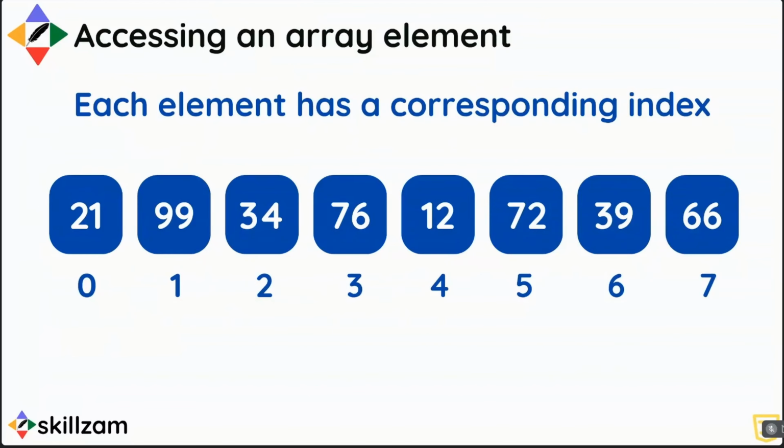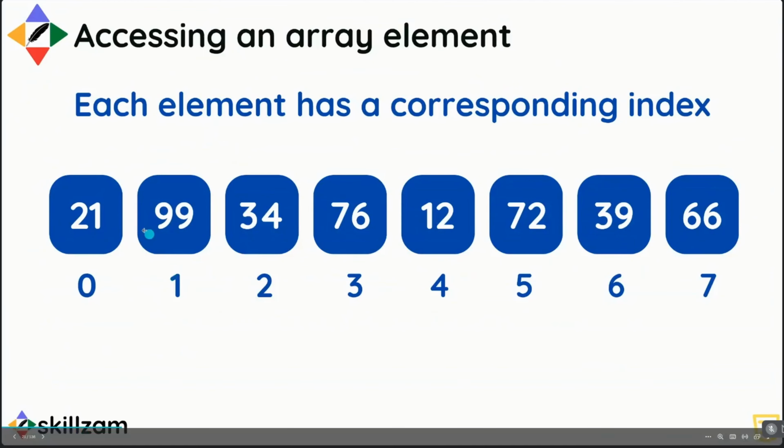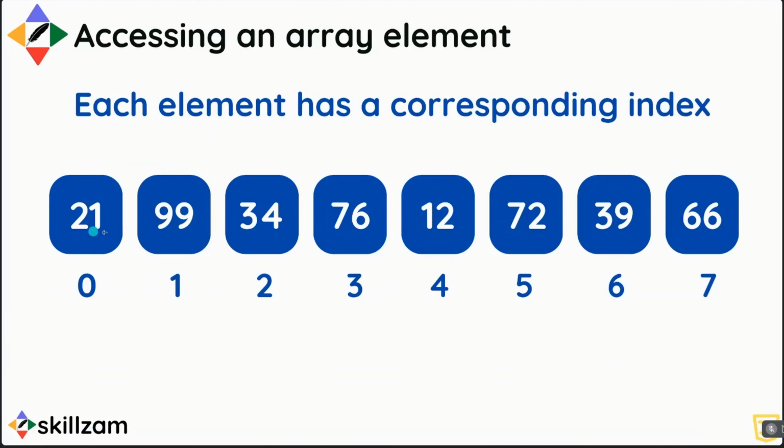And then how do we access an element of an array? Now we saw different ways that you can create an array, but how do we access a particular element of an array? Let's say there is this set of numbers. An array contains 21, 99, 34, and all the way to 66. There are a total of 8 elements in this array. The length of the array is 8 here.